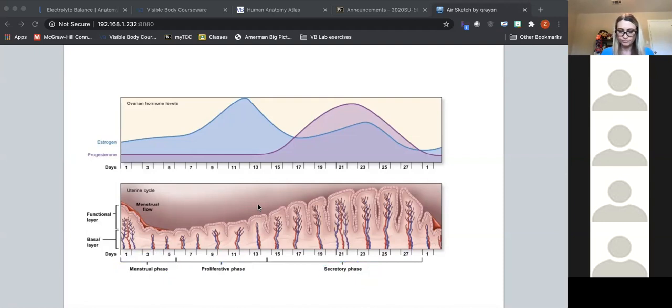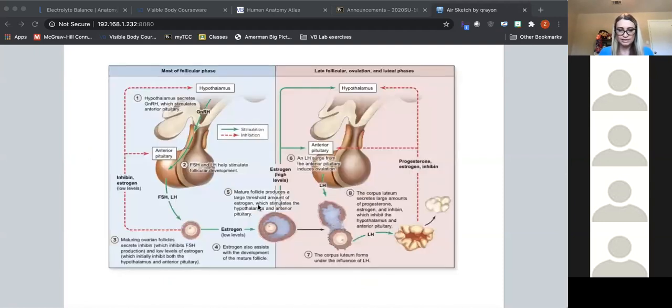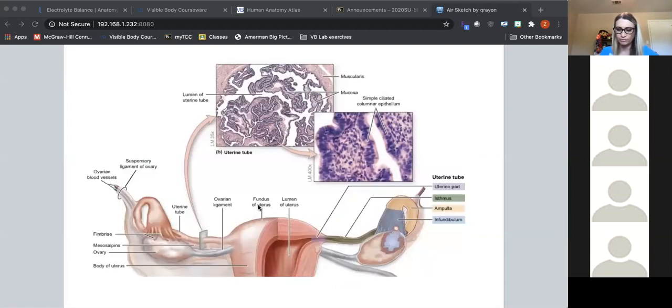So that's that. This figure just summarizes the hormonal flow, the hormonal stimulation of all these events here, which we've already talked about as we talked about that cycle. So this is a nice summary of what's going on. Here we're looking at the parts of the uterus, and then also the fallopian tube.